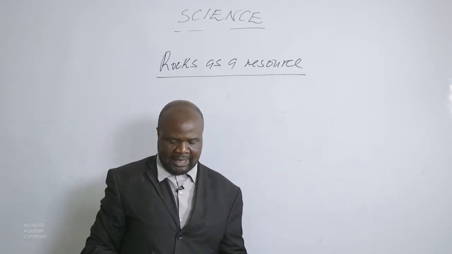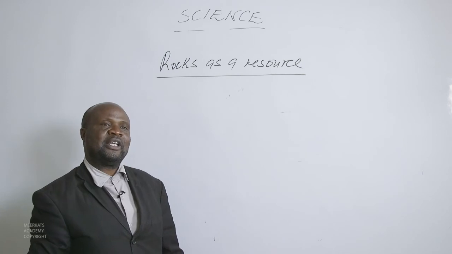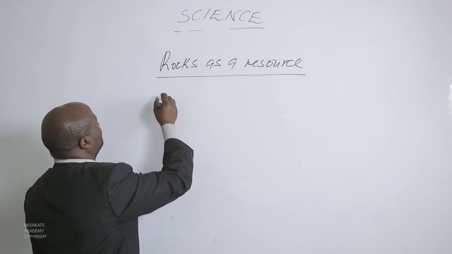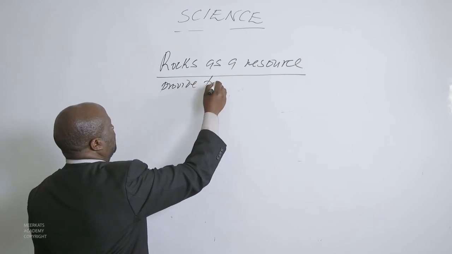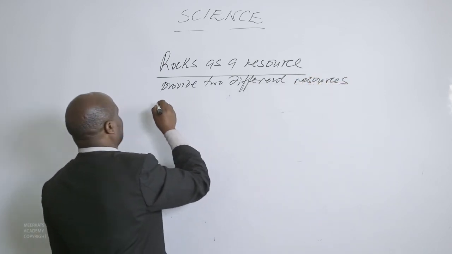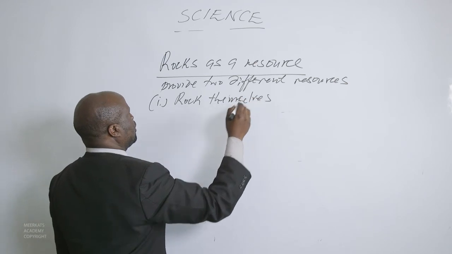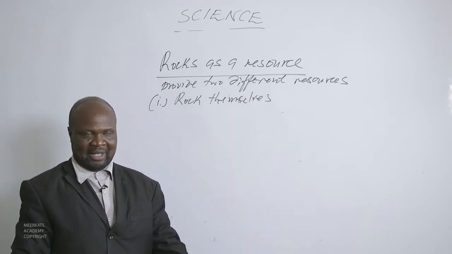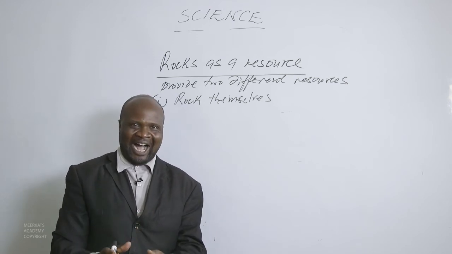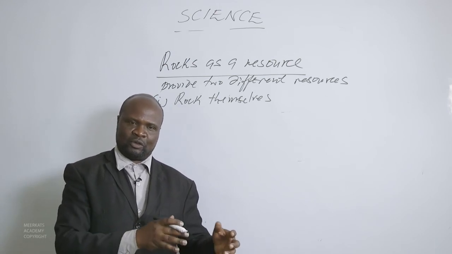Now, we have said that rocks provide two different resources. The first resource is the rocks themselves. So we are saying rocks themselves, as they are, are a resource. You can cut them, you can use them for building, those that are hard ones. So you are interested in picking the rocks as they are. They are hard, they are tough, and you are not interested in anything else. You are just interested in rocks as they are. Maybe you want to use them for construction purposes and so forth.